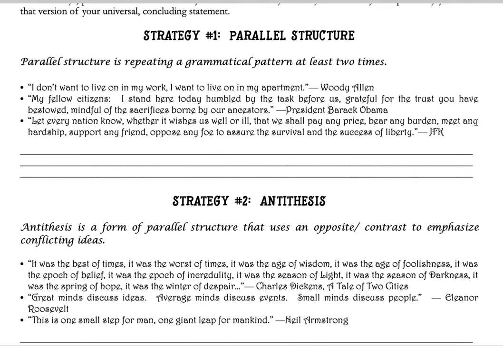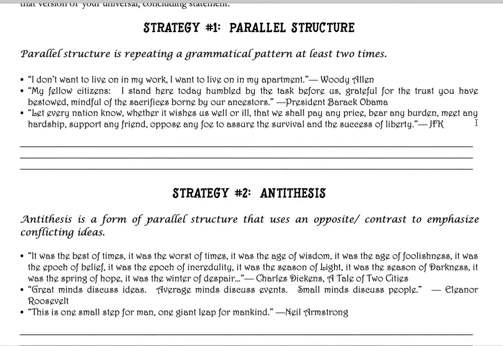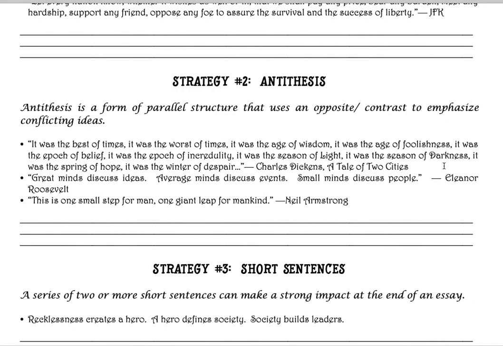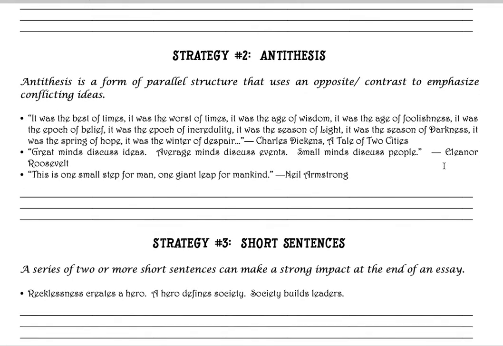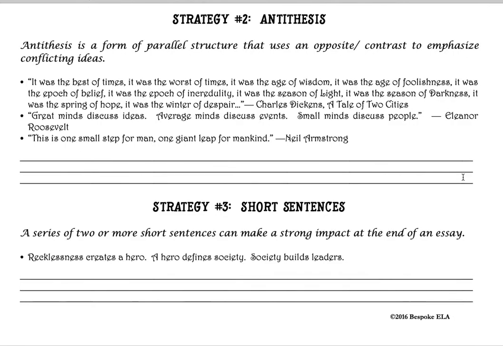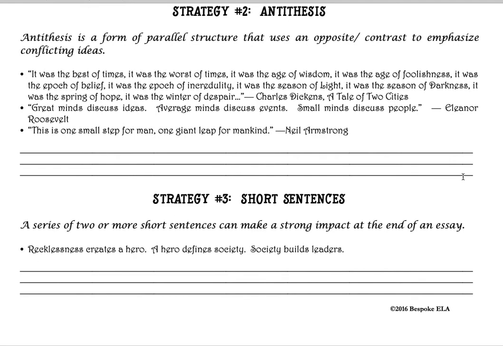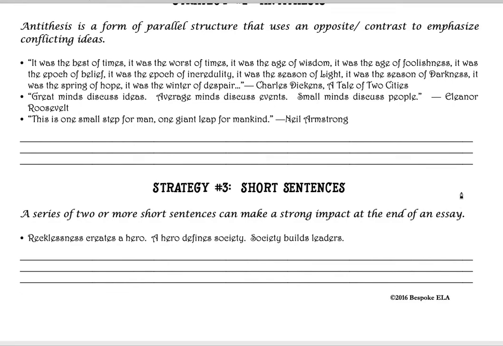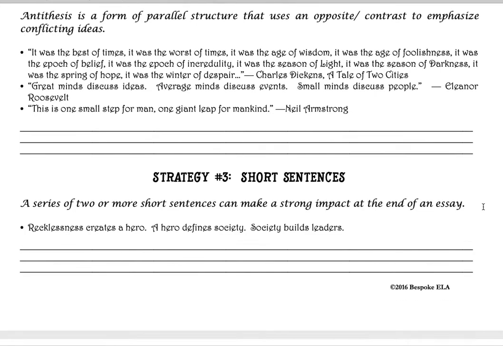So strategy number 1 is parallel structure. It's repeating a grammatical pattern at least 2 times, which I've talked about before. There is strategy 2, which is the antithesis or the contrast that I mentioned above. So it's a form of parallel structure that uses an opposite or contrast to emphasize conflicting ideas. And there's a third strategy, which is short sentences. So a series of 2 or more short sentences can make a strong impact at the end of an essay.